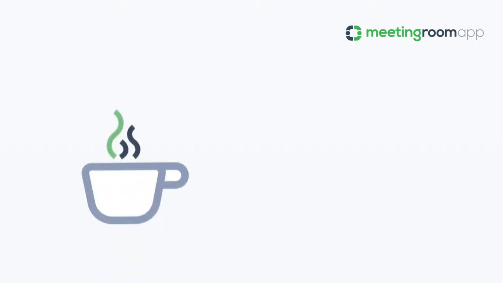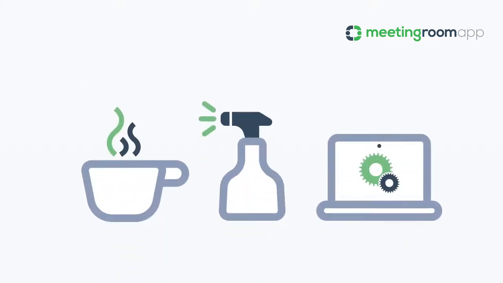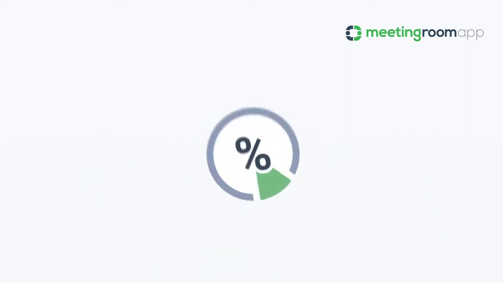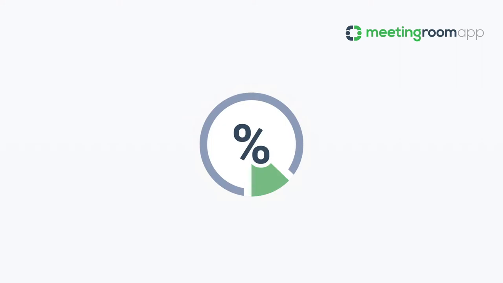And MeetingRoom app has many other features. For example, you can order refreshments, housekeeping, or IT support for the room. Everything in just two clicks. For MeetingRoom app, reporting on room availability and usage is a piece of cake.